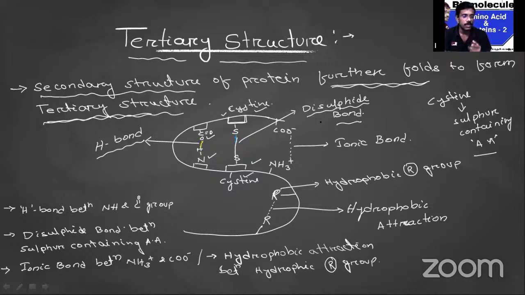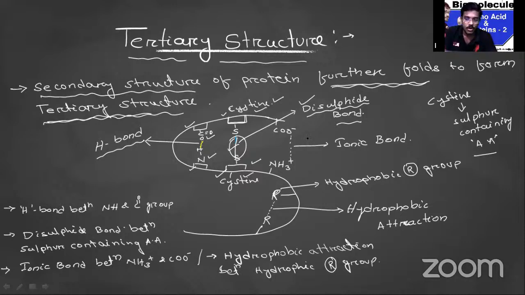First of all, there is formation of hydrogen bond between the C double bond O and NH group of the amino acids. This is one amino acid, this is another amino acid, and they are held together with the help of hydrogen bond. But if there is presence of cysteine in that amino acid chain, this is one cysteine, this is another cysteine, then in between the cysteines there will be formation of a disulfide bond. This is the disulfide bond formed between two cysteines in the amino acid chain.